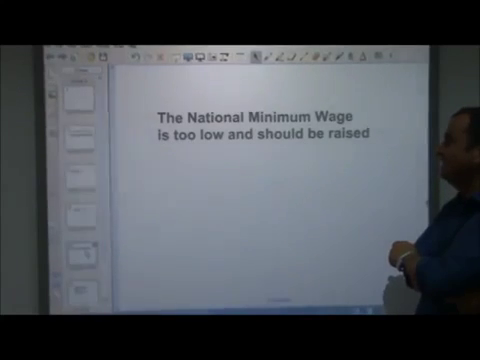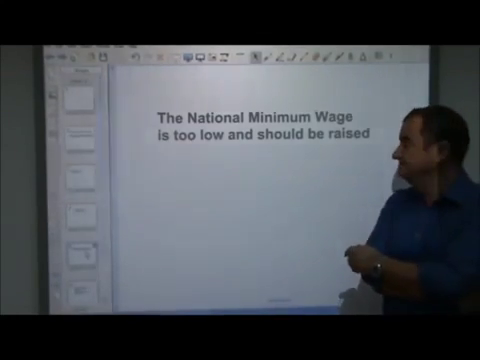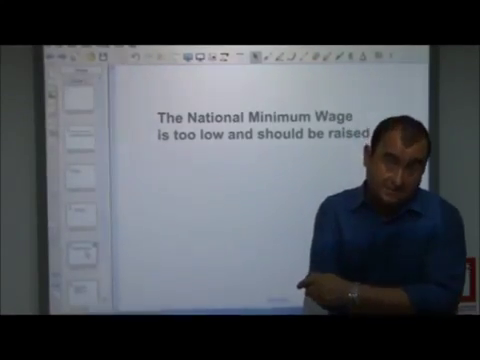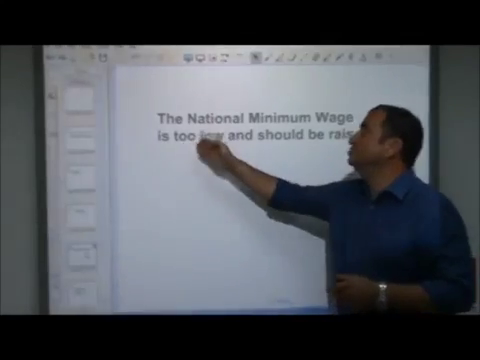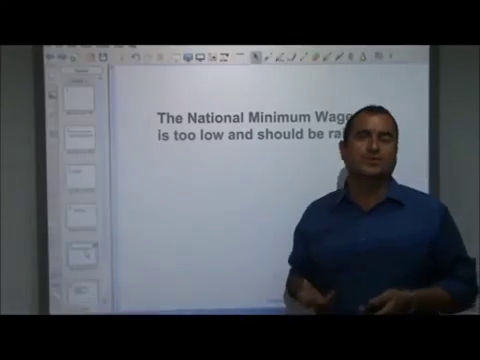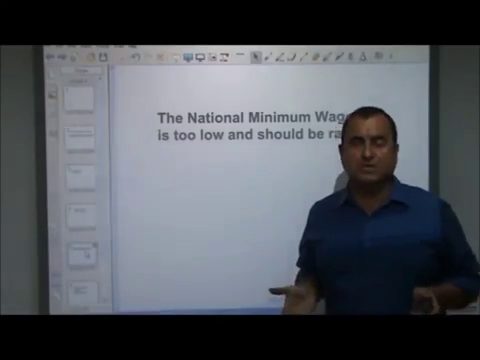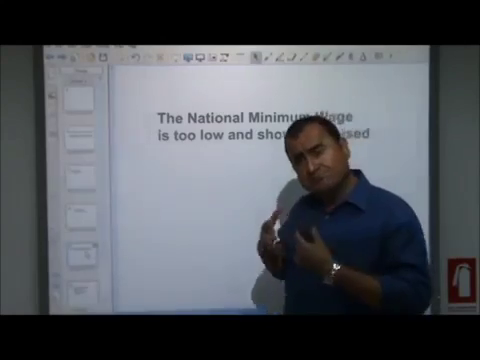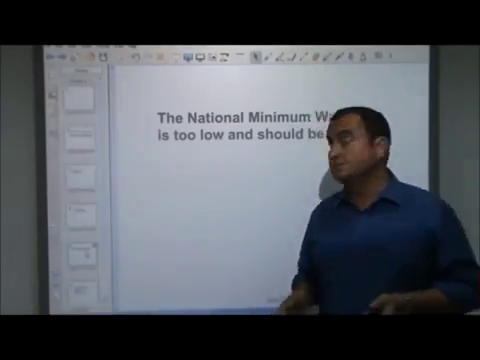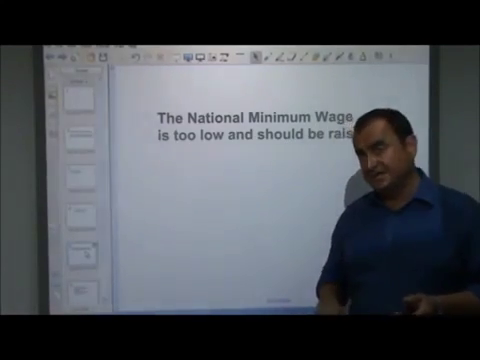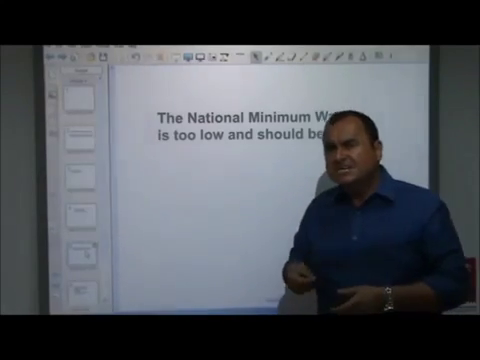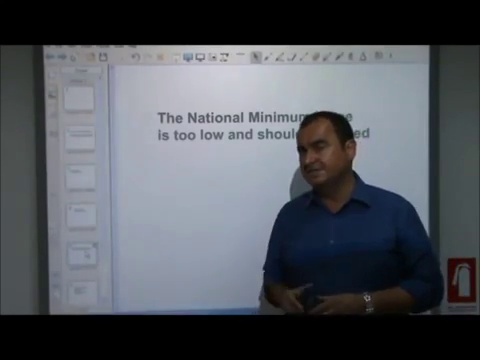The national minimum wage is too low and should be raised. I hope you can see that this is a normative statement. "Should be raised" and "too low": these phrases clearly show that it's expressing a judgment of the author of the statement. We cannot prove it's too low. We cannot prove that it should be raised. It's just an opinion. Sometimes this word "should" is the evidence that the statement is expressing a desire of the author, and it makes it normative.